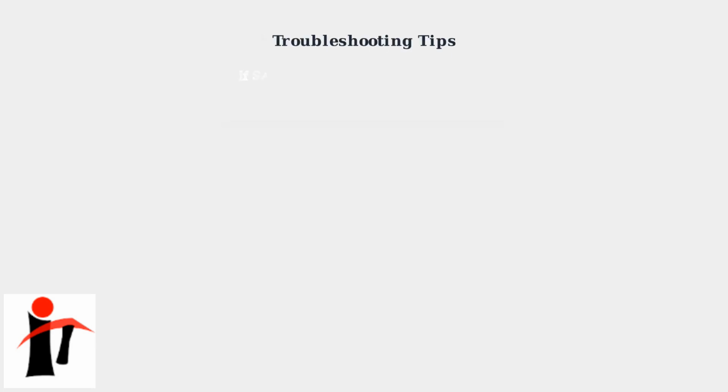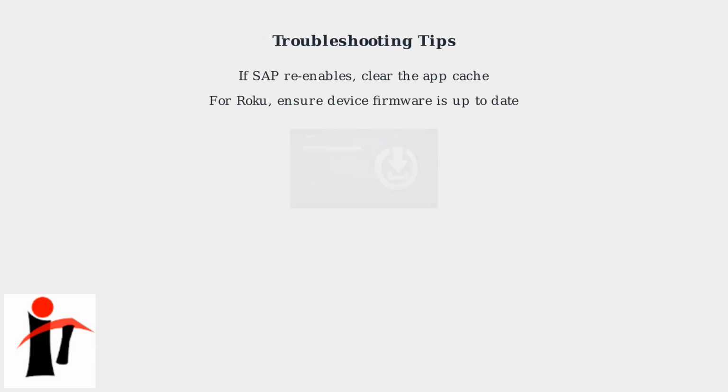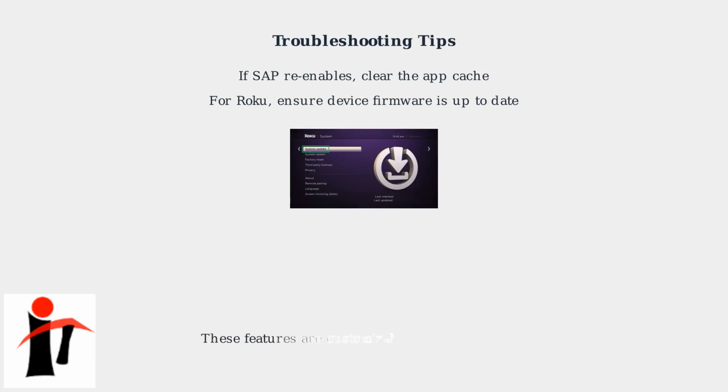If you experience issues like SAP re-enabling after updates, try clearing the app cache. For Roku users, make sure your device firmware is up to date. Remember, these features are designed to be customizable, promoting digital equity, and can be easily disabled through the app settings.